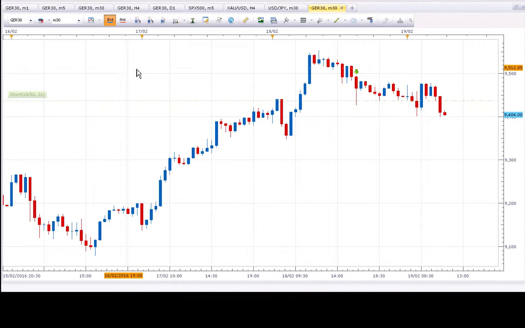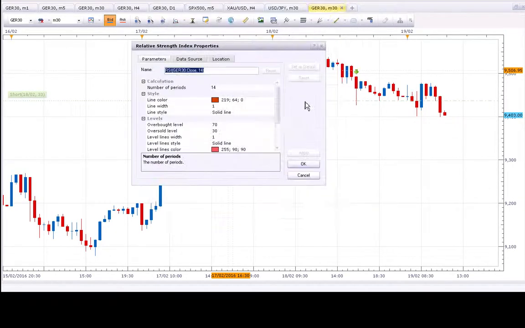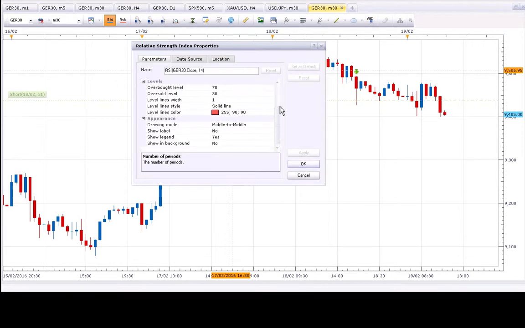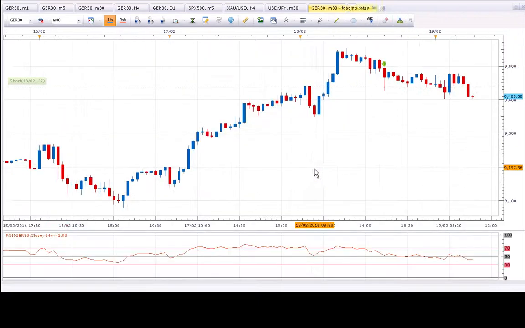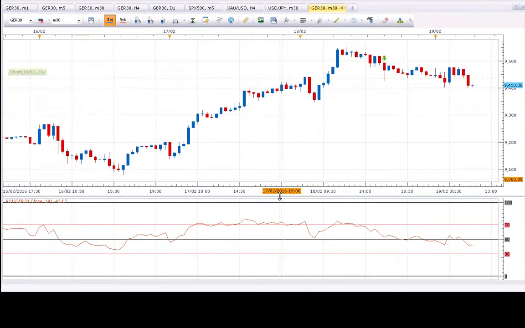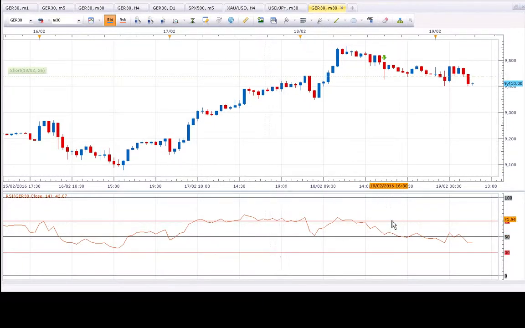Okay, so I've got a chart for the DAX. Let's just go and load up an indicator for RSI. And for the purpose of the video to begin with, I'm just going to use the default settings, and I'm not going to change any of these details you can see in front of you here. There we go. Let's make that a little bit bigger. And there you have it.